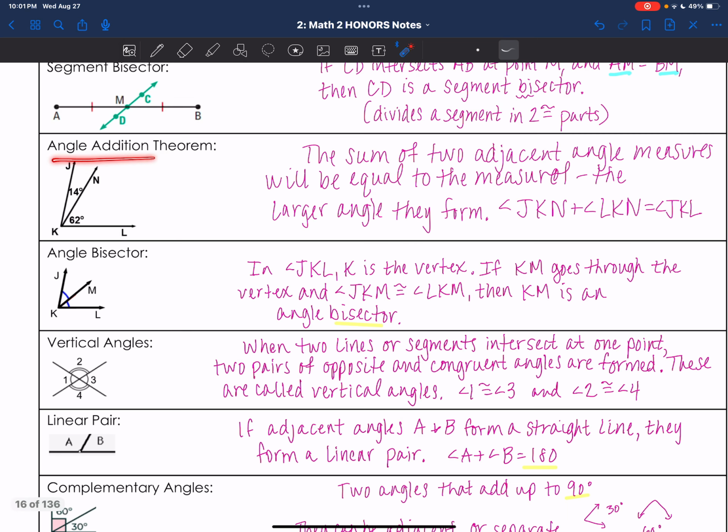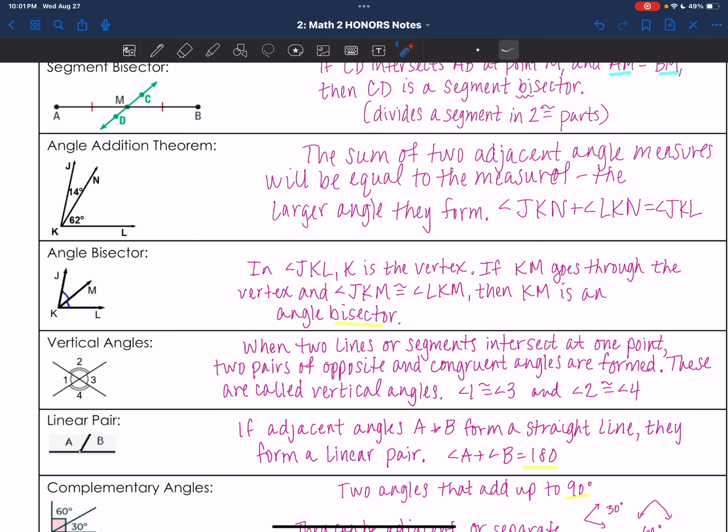Then you have the angle addition theorem. Again, this just kind of makes sense. This angle plus this angle equals the big angle. And I wrote it right here for you. The sum of two adjacent angle measures will be equal to the measure of the larger angle they form.